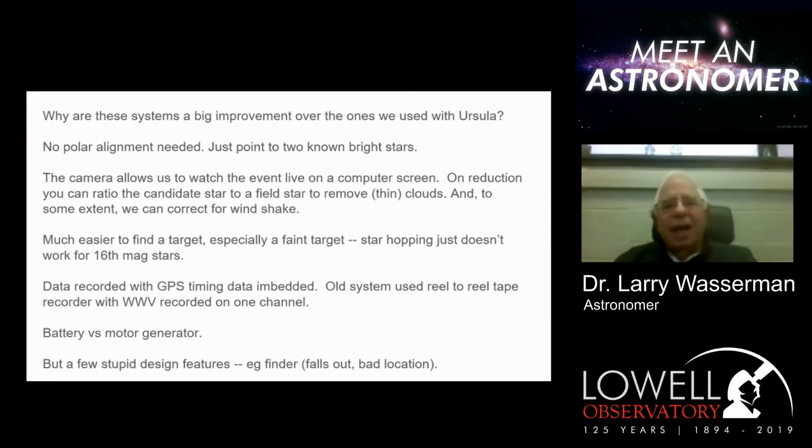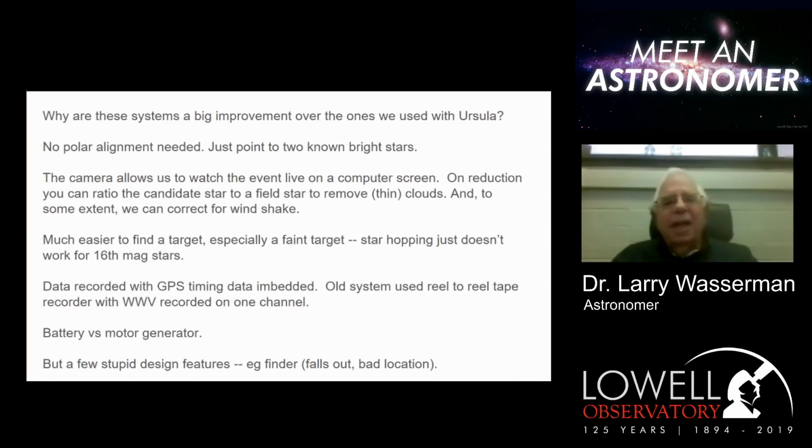The camera allows us to watch the event live on a computer screen. With the Ursula setup, the observer who's guiding the telescope looks in the eyepiece. He's the only one who sees anything. The other person, which was usually me, ran the electronics, and if the drop was deep enough, as it was with Ursula, we had a strip chart recording, and I could tell that we got it by watching the strip chart.